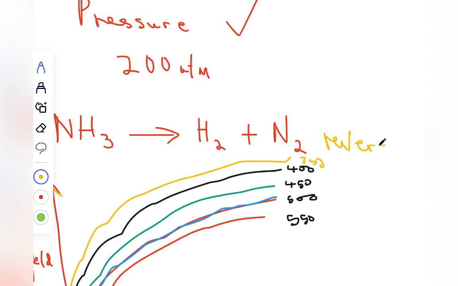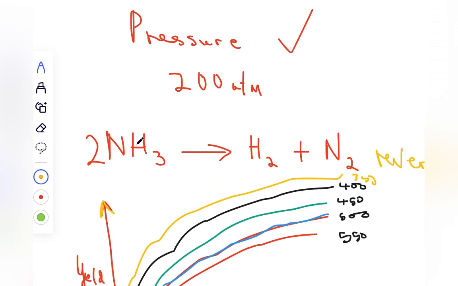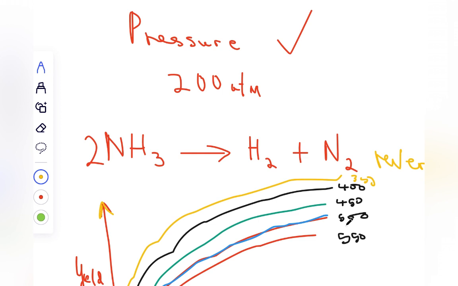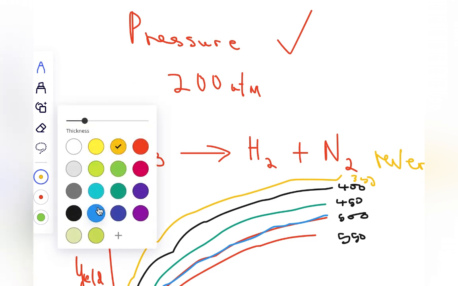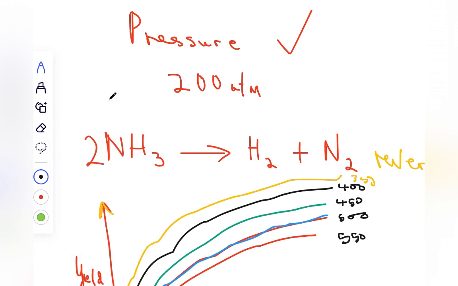We can use the word reverse or backward. It doesn't matter. It's the same thing. You are favoring the reverse reaction if you increase the temperature beyond 450. You are actually getting more nitrogen and more hydrogen when you increase the temperature too much. But for the forward reaction, you have to reduce the temperature or bring it to an acceptable level in order to get ammonia. This is the forward reaction.